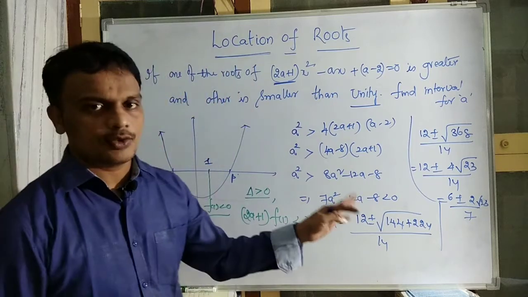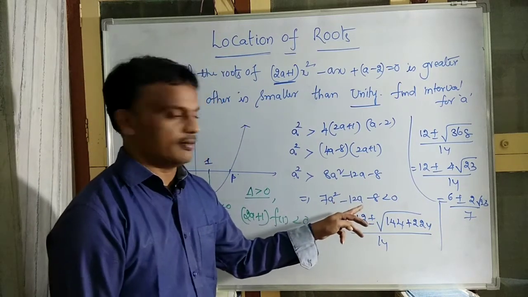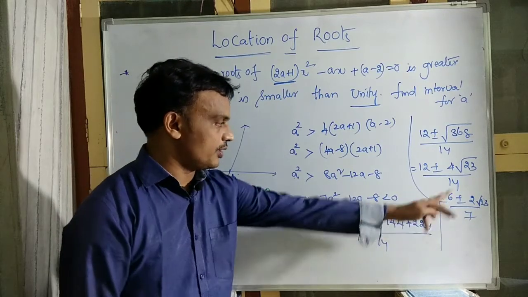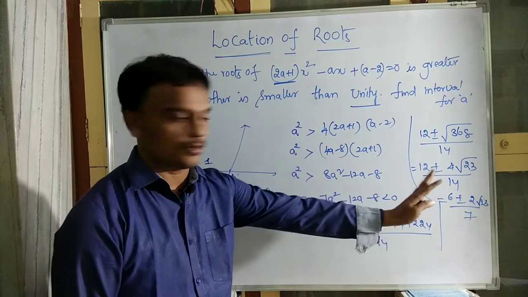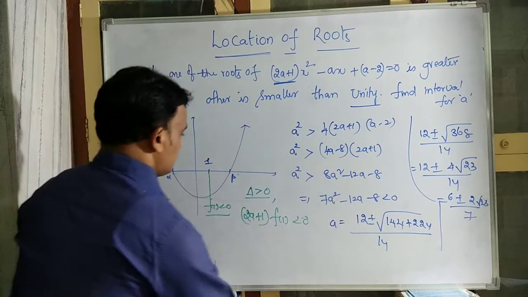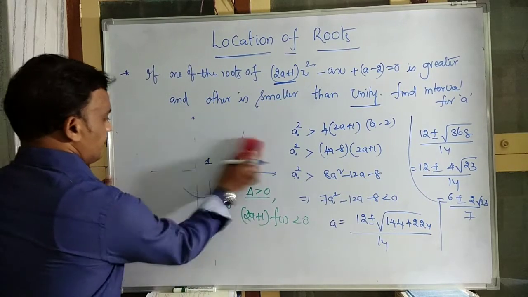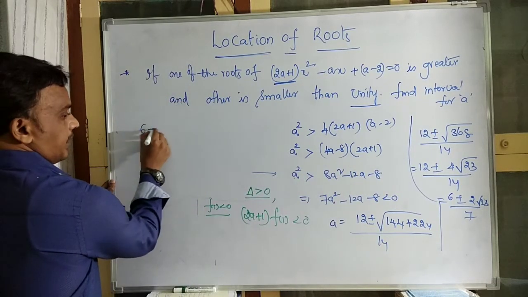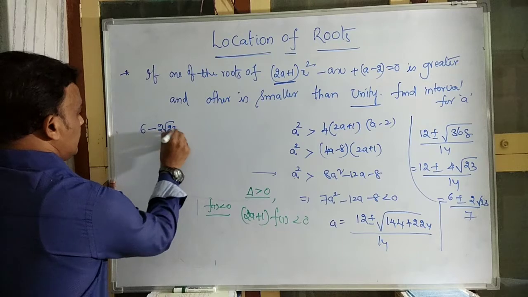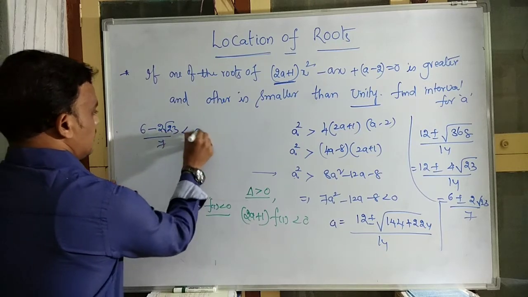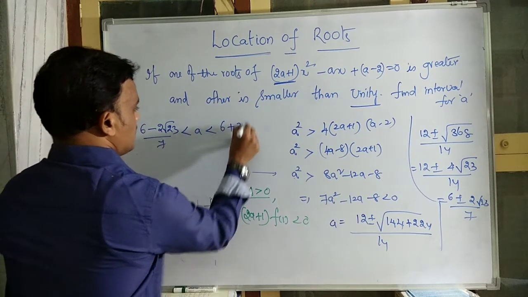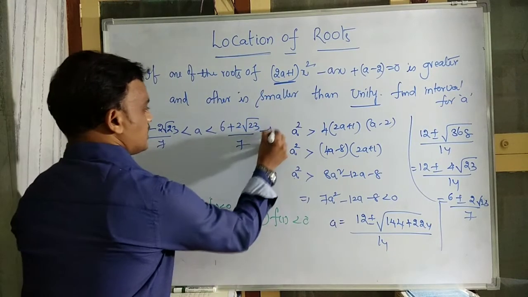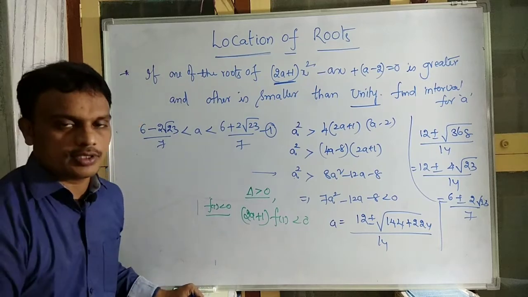Actually these are the roots, but this is an inequation. So the value of a lies between the two roots. Now can I write like this? So one of the solutions is 6 minus 2 root 23 by 7 less than a, which is less than 6 plus 2 root 23 by 7. This is the first condition. Okay students, come on, make a note.